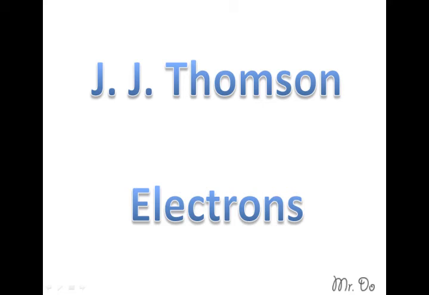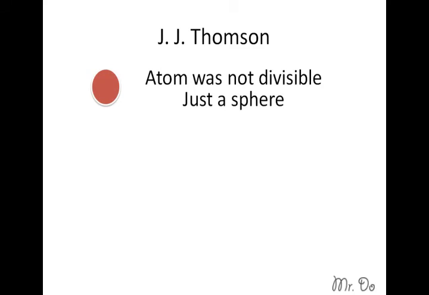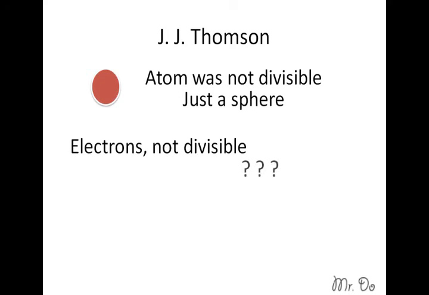J. Thomson. Electrons. Thomson discovered the electron. During his time, the atom was thought to be not divisible, that it was just a sphere. The atom was thought to be the smallest piece of matter there is. Of course, now we know that that's not true. But that is equivalent to us believing nowadays that electrons are not divisible.